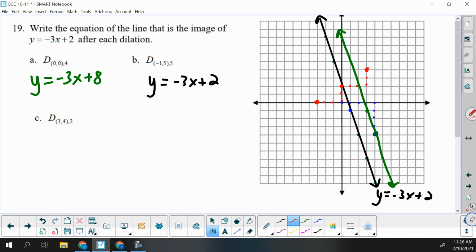We'll now just do our slope. Down 3 and right 1 a bunch of times, and then carry that back the other way. And this will give us our one for part C. Notice where it crosses the y-axis. It crosses at -9. So our equation for this one is just y equals -3x minus 9. So if the center of dilation is on the line you're dilating, just the same equation. If it's not, dilate one of the points and then move with your slopes to help you find your y-intercept.